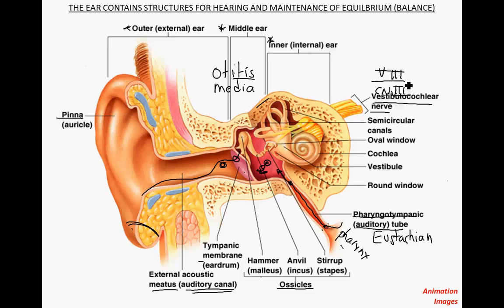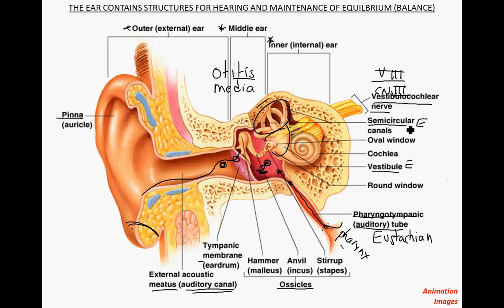So this is the vestibulocochlear nerve, cranial nerve number 8. That vestibulocochlear nerve has two parts. The part that's going to go to the vestibule, so this is the vestibule part, and these parts right here are the semicircular canals. The semicircular canals and the vestibule deal with equilibrium or balance.